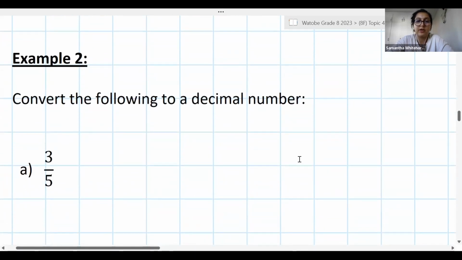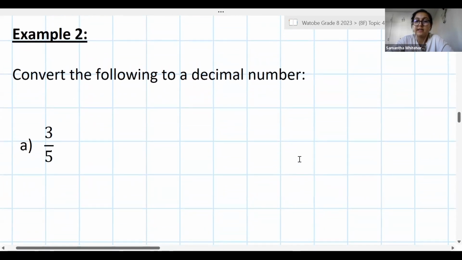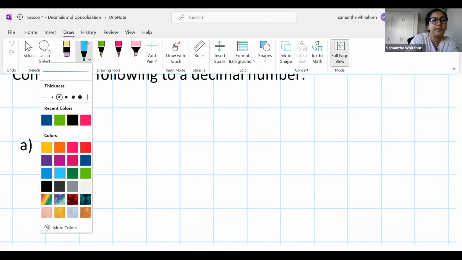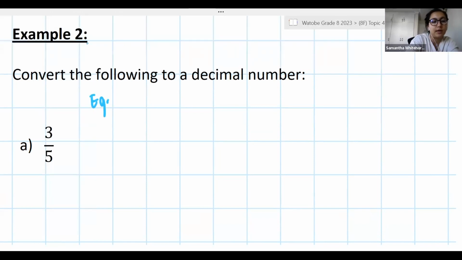Alrighty, so let's have a look at slightly more complex questions. Now, I say they're more complex, but they're not really. Because we've done our fraction section, we have learned about what we call equivalent fractions. Okay, so I'm just going to write that out for you.